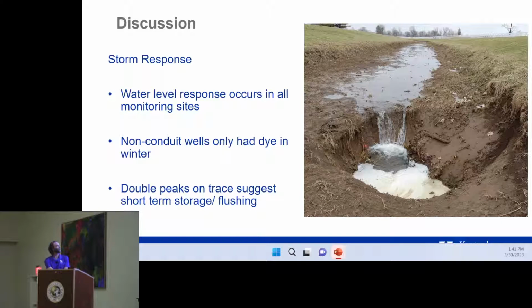So thinking about this more holistically, comparing both the summer and winter, all three wells responded hydrologically the same. The water levels all responded at the same rate very quickly after our storm event. But in that summer trace, we didn't actually see the dye show up in those adjacent wells. We also saw that double peak, which suggested that that storm event was flushing dye out of a kind of shallow storage there.